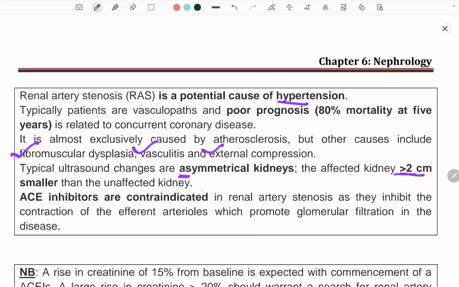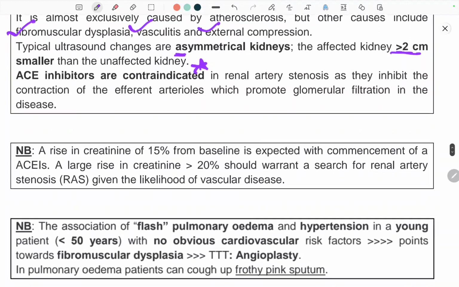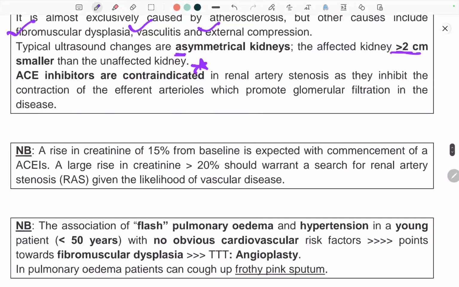ACE inhibitors are contraindicated in renal artery stenosis as they inhibit contraction of the efferent arteriole, which promotes glomerular filtration in the disease. A rise in creatinine of 15% from baseline is expected with commencement of ACE inhibitors. A large rise in creatinine, more than 20%, should warrant a search for renal artery stenosis given the likelihood of vascular disease. The association of flash pulmonary edema and hypertension in a young patient less than 50 years with no obvious cardiovascular risk factor points towards fibromuscular dysplasia.